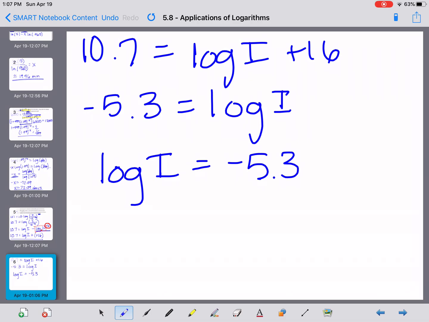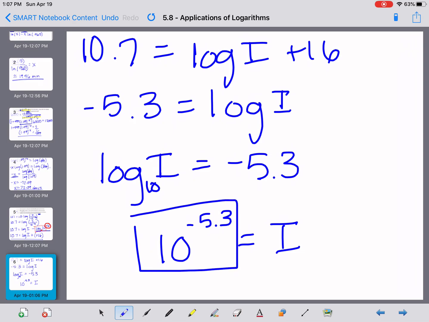I can convert this into an exponent value here. So I can say the base 10 to the negative 5.3 is equal to I. This value is my intensity. Okay. And again, I can test this and see if that actually works.